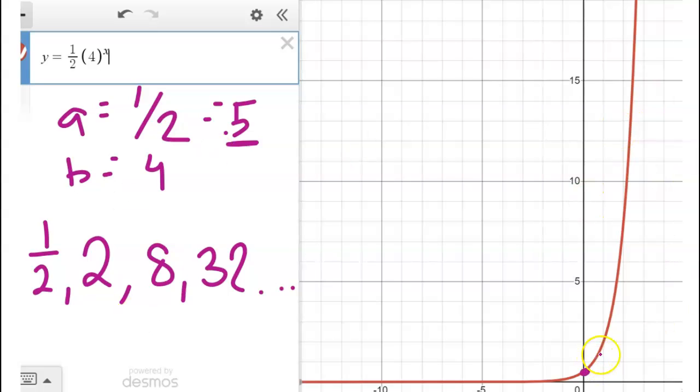Let's look at our graph. 2 should be next. Went over 1, went up to 2. Now I should be able to go up to 8. And the next one will be 32, and it looks like it is growing quite quickly. So we'll definitely be at 32.